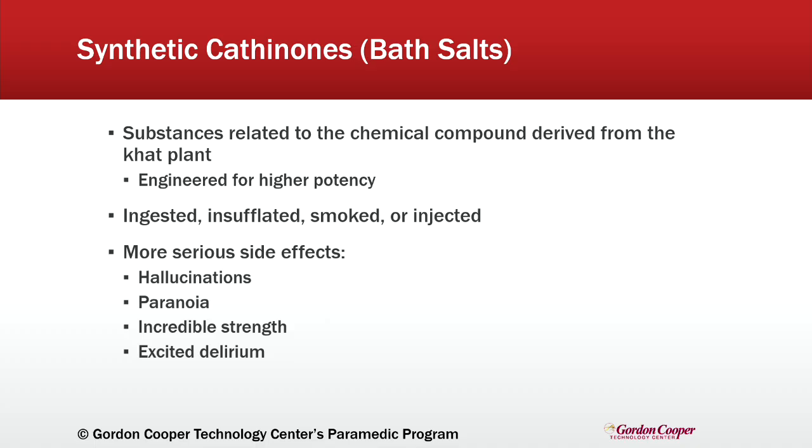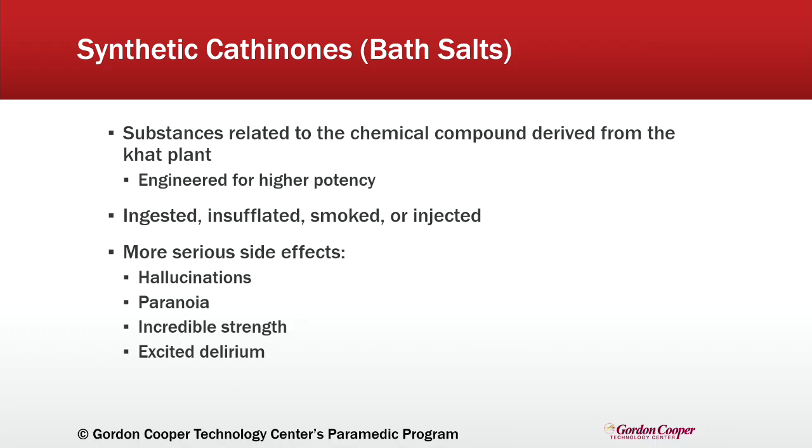The bath salts are usually found in a white or brown crystal form that looks similar to Epsom salts, but they're going to be under names like Flakka, Cloud 9, White Lightning, that kind of stuff. These are easily accessible at convenience stores and gas stations, although state and federal governments have tried really hard to crack down on these. And typically they do that by making certain ingredients illegal.